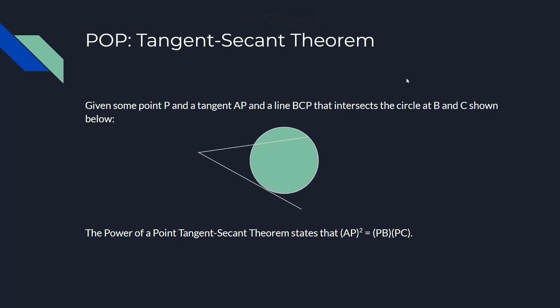So this brings us to our first power of a point theorem, which is the tangent secant theorem. So given some point P and a tangent AP, and a line BCP that intersects the circle at B and C shown below. So let me just give you a bit of a better diagram for that.